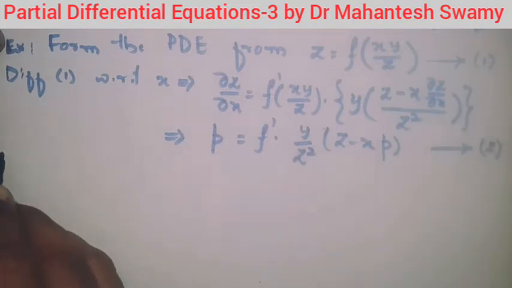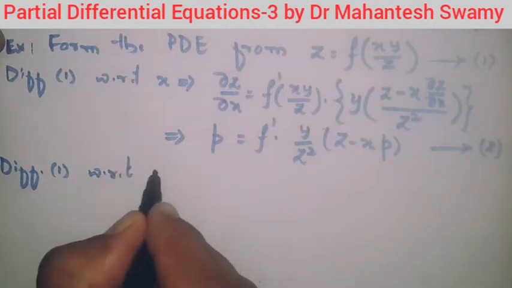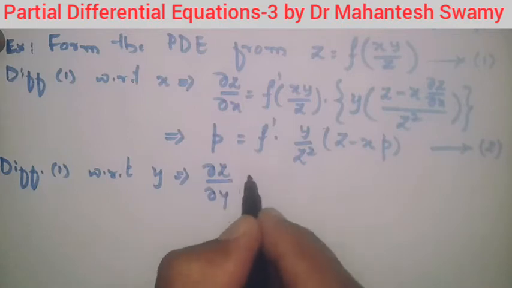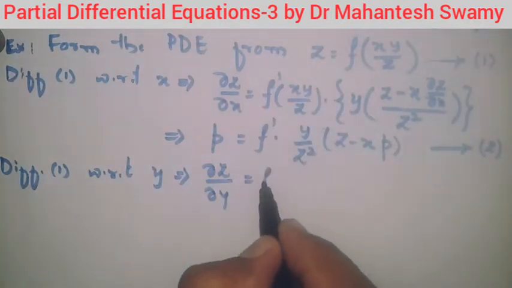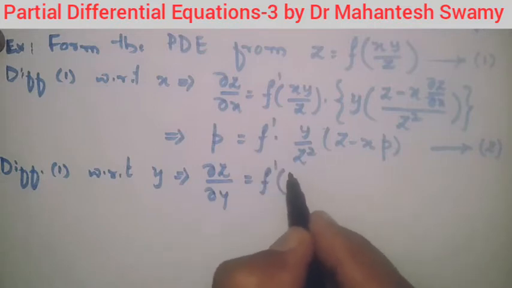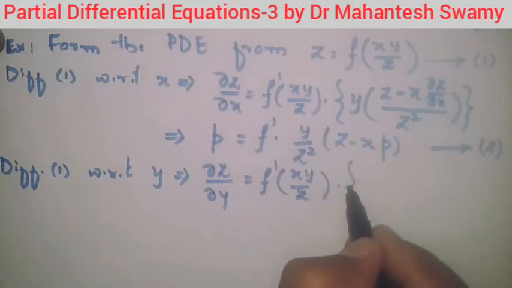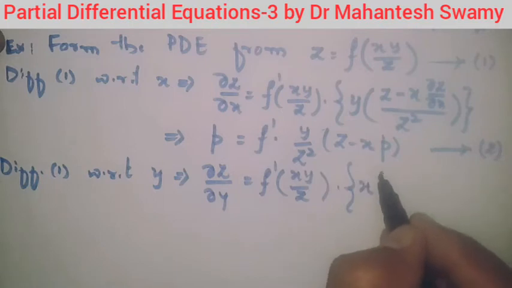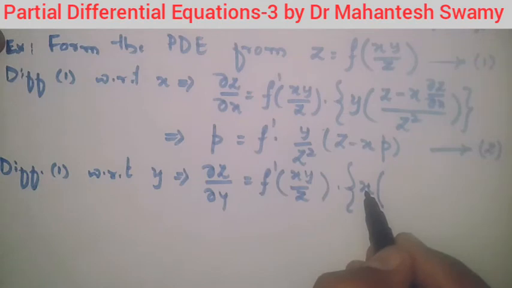Similarly, we have to differentiate 1 with respect to y. Differentiating 1 with respect to y, that implies dou z by dou y this time. When we differentiate z, it is dou z by dou y. On RHS, f differentiation is f dash. Argument remains as it is, xy by z, into differentiation of the argument, that is xy by z. In that case, x remains as a constant because we are differentiating with respect to y. So x has been taken outside.